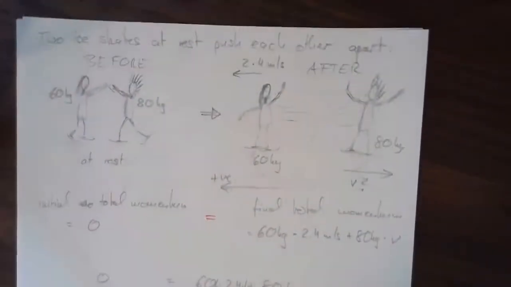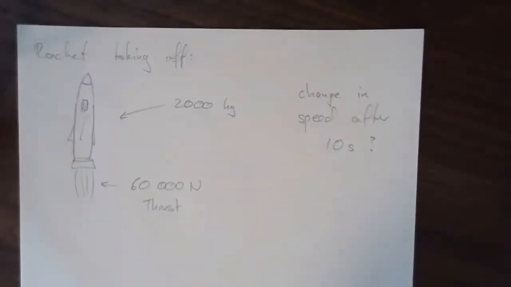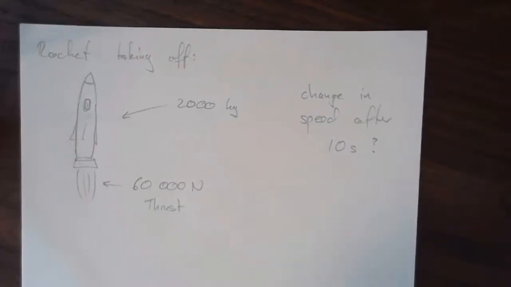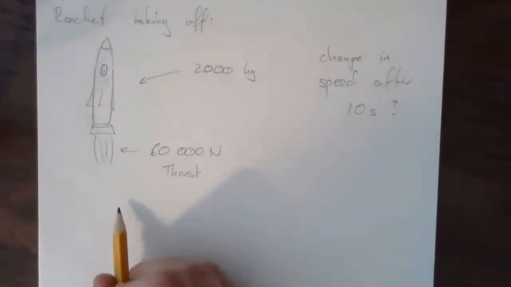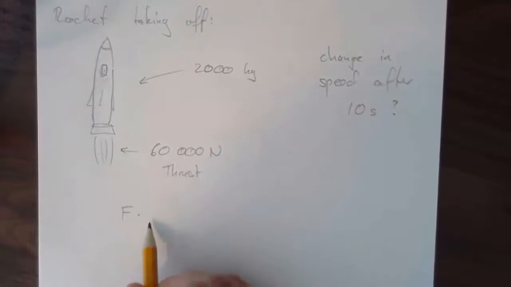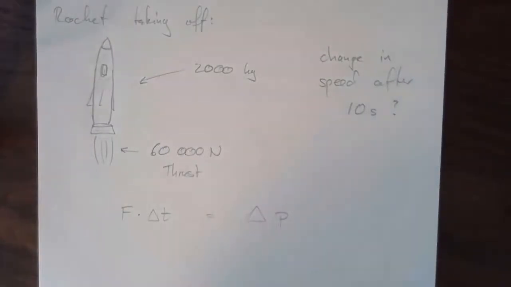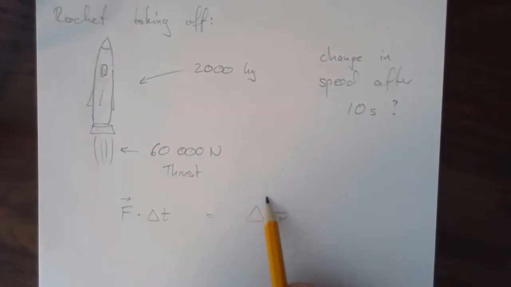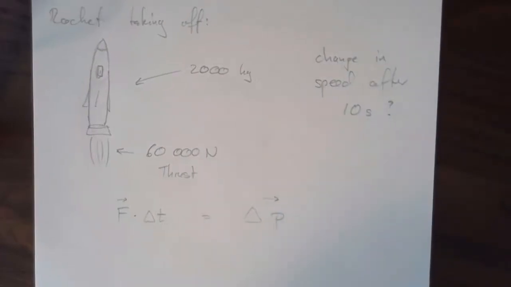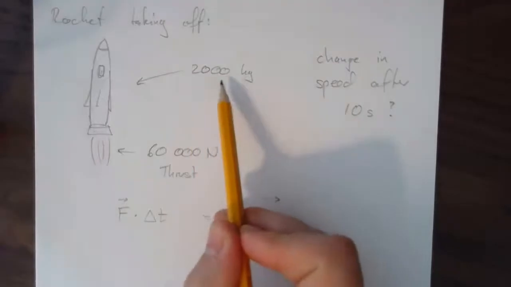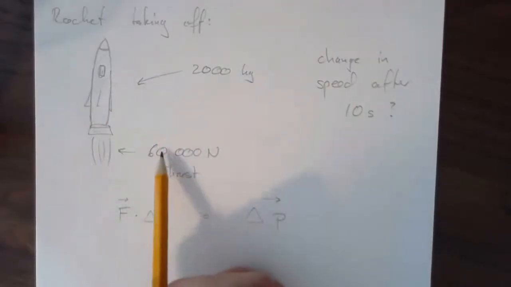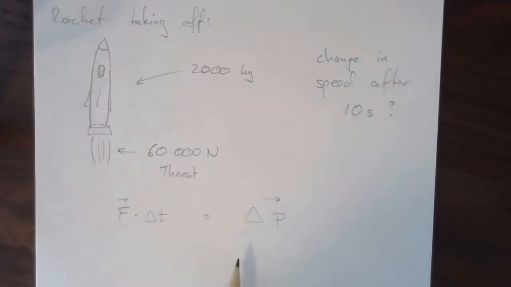All right, let's keep going. Now we come to a problem that we can solve using the concept of impulse. Impulse was the force that's acting times the time over which it acts, and that was equal to the change in momentum p. Of course, I should really use a vector here. I've got a rocket. It's 2,000 kilograms for a fairly small rocket, and then there's a thrust of 60,000 newtons. I want to figure out what is the speed of the rocket after 10 seconds.